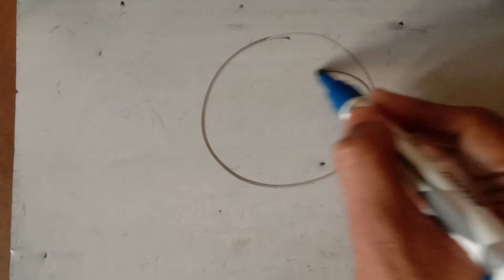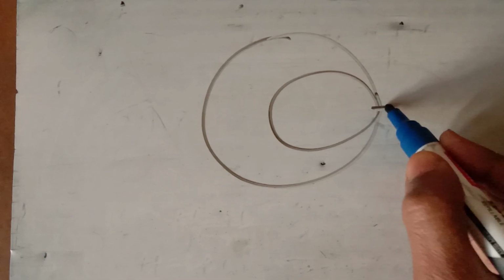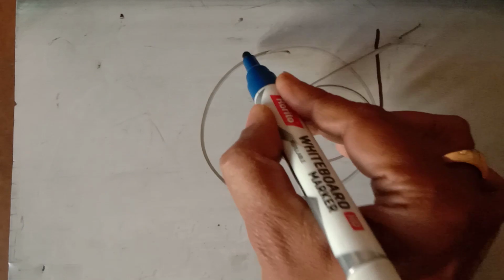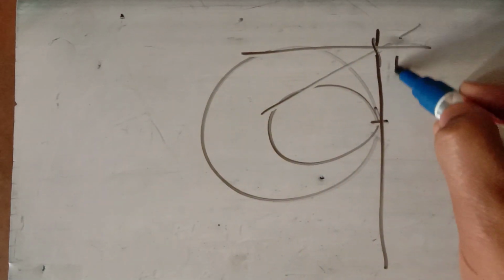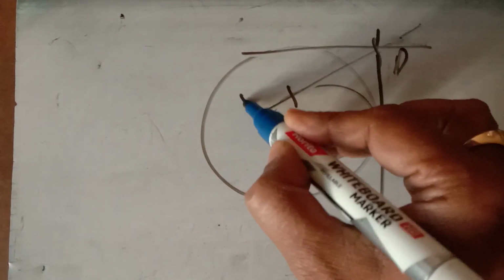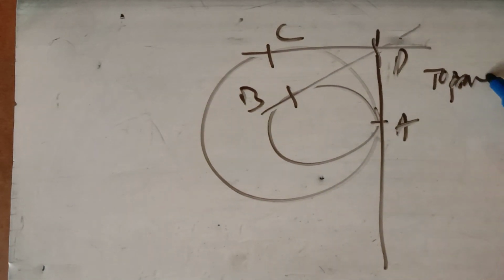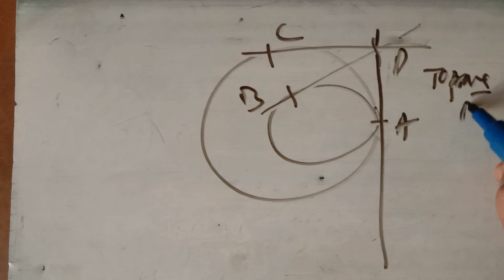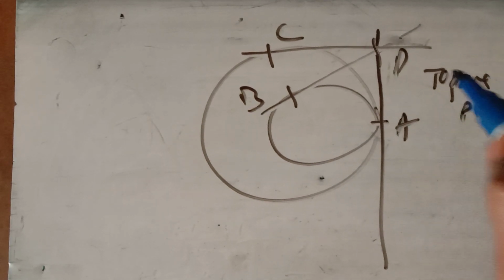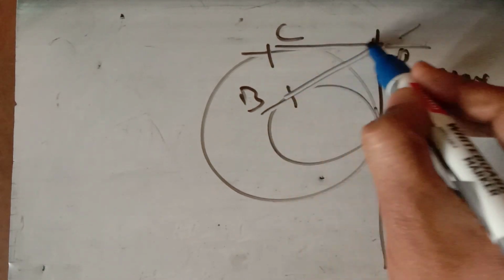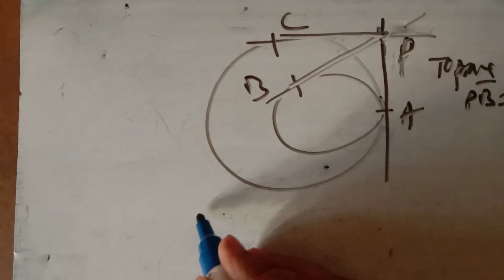Similarly, now I take two circles touching internally like this, and suppose these are common tangents, with points P, A, B and C. Again, suppose you have to prove that PB is equal to PC. Here you have to prove that this is equal to this. Again, the same method will be used.